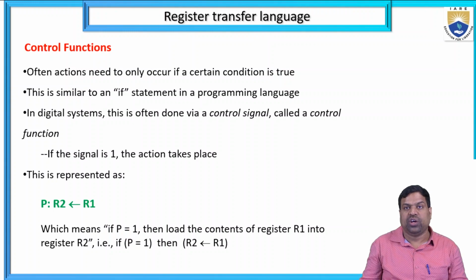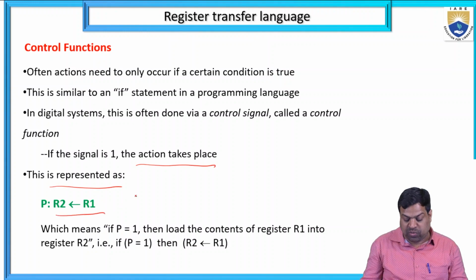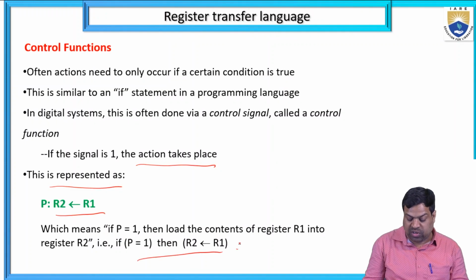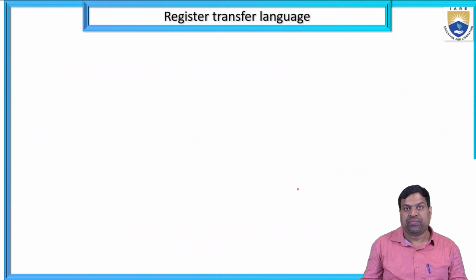Often actions are needed to occur only if a set condition is true. This is similar to an if statement in a programming language. In digital systems, this is often done via a control signal called the control function, and when the signal is 1, the action takes place. This is represented as P: R2 to R1, which means when P equal to 1, the content of register R1 is loaded into R2. Here the notations are R2 to R1 or R1 to R2. What does the condition mean? Here, only when P equal to 1 is the condition satisfied.